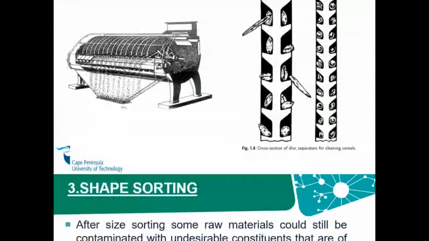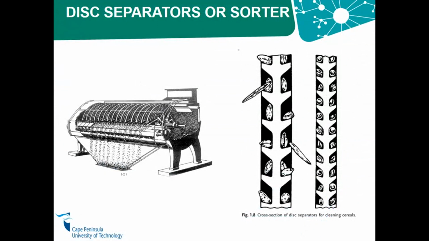So let's look at how these function. Here we have what we call disc sorters. These disc sorters function by collecting the material of the desired shape in the indentations, on both sides of the rotating vertical disc. So the disc rotates vertically. The banks of discs are mounted on a rotating shaft with the lower ends of the discs passing through the unsorted raw materials. You may find that the contaminants will not be able to fit into these discs.